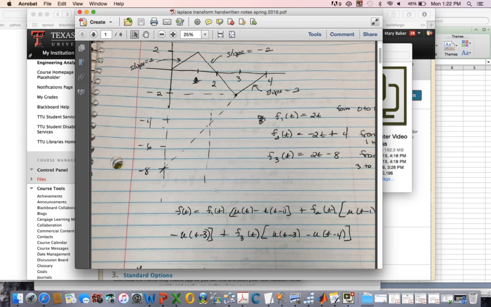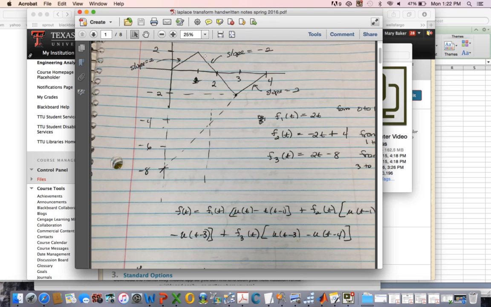So we would take this function f1, which is valid from t equals 0 to t equals 1, and we multiply that by a window that's created by step functions. So we have u of t minus u of t minus 1. And this should be a u here. That's just a misprint. And then, so the u of t actually turns this function on at 0, and the u of t minus 1 turns it off because it's subtracted at 1 second.